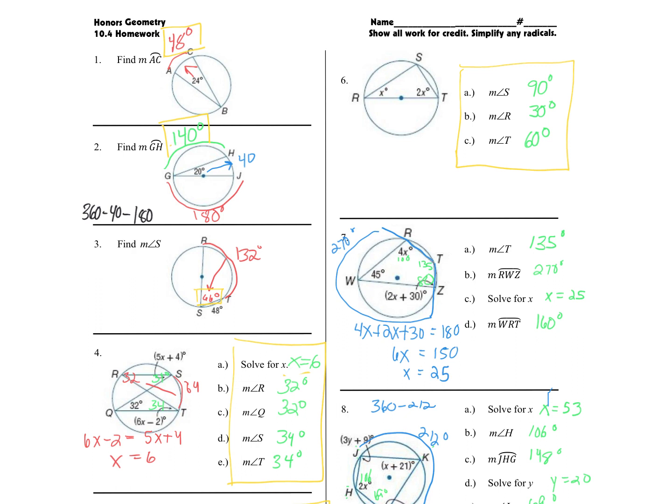And then if it asks for the arc RWZ, if this is 135, and then we bring that out, we're going to double it, that's going to give us 270. So that's how I could get that. The next thing it asks us to do is solve for x.